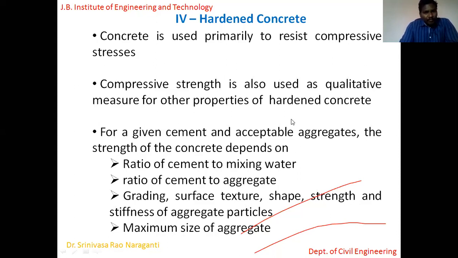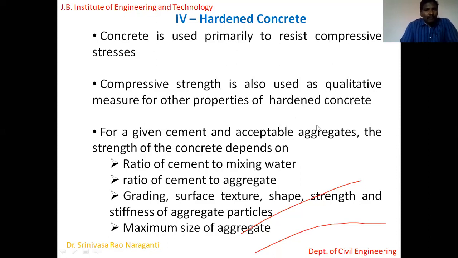Then we have shape of the aggregate as well. When you talk about the shape, it could be cubical shape of the aggregate, or flaky shape, or very rounded aggregate. This kind of shape is one more factor that influences the strength of the concrete. Then strength of the aggregate itself. That means strength of the parent rock from which we obtain the aggregate, and also the stiffness of the aggregate particles altogether. That means modulus of elasticity of the aggregate. That also influences the strength of the concrete.